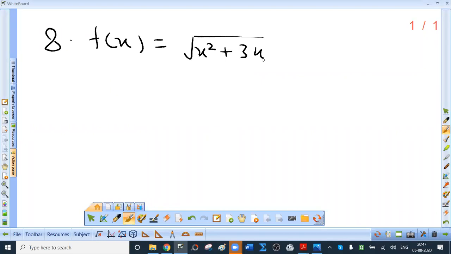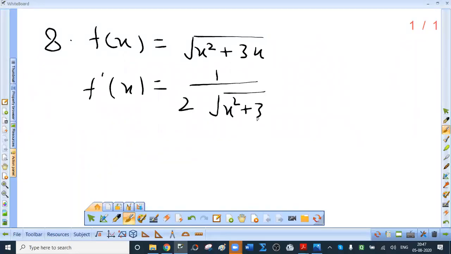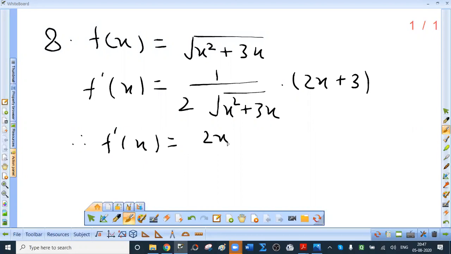So tell me, what is f dash of x? Derivative of root is 1 upon 2 root. So 1 upon 2 root of x square plus 3x into the derivative of the function whose root is taken. I will write it directly. Derivative of x square is 2x. And what is the derivative of 3x? It is nothing but 3. And therefore, f dash of x is 2x plus 3 upon 2 root of x square plus 3x.